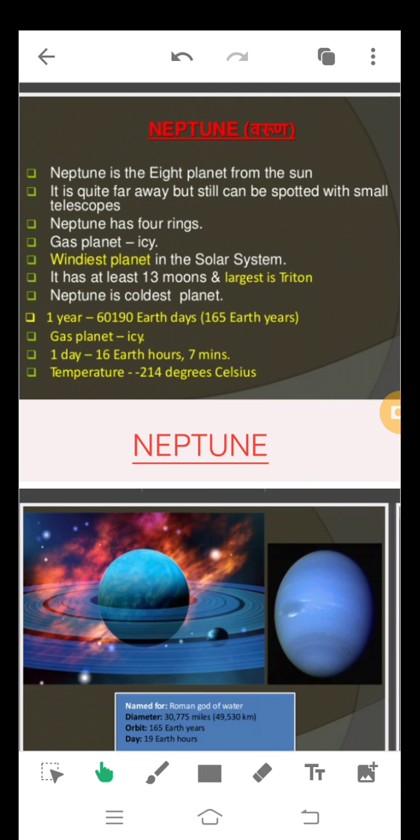The last planet, the eighth planet, is Neptune, the eighth planet from the Sun. It is quite far away but still can be spotted with a small telescope. Neptune has 4 rings. It is the windiest planet in the solar system. It has at least 13 moons.